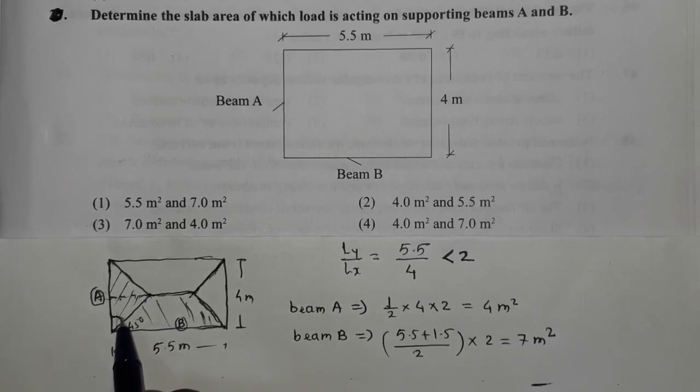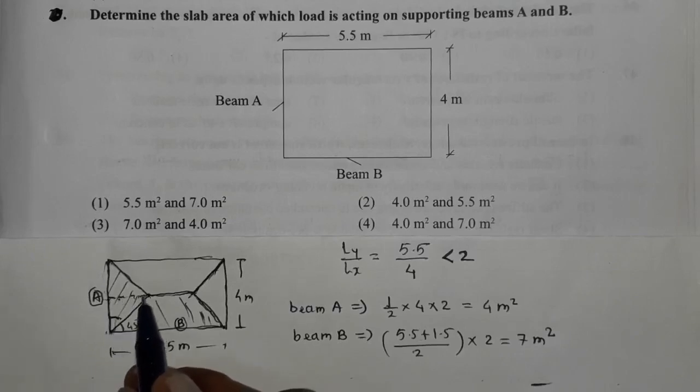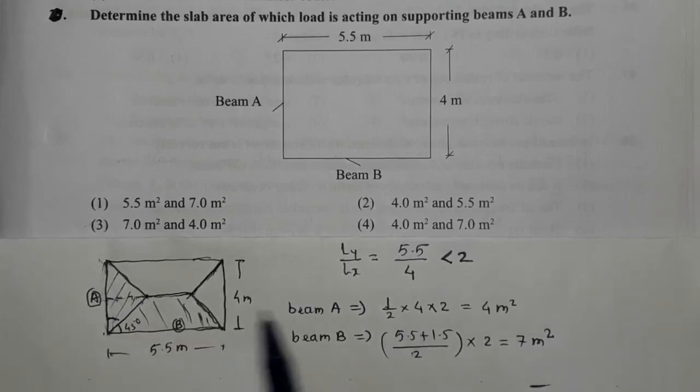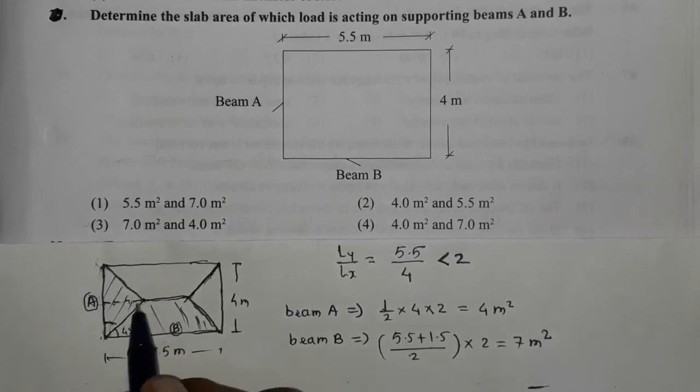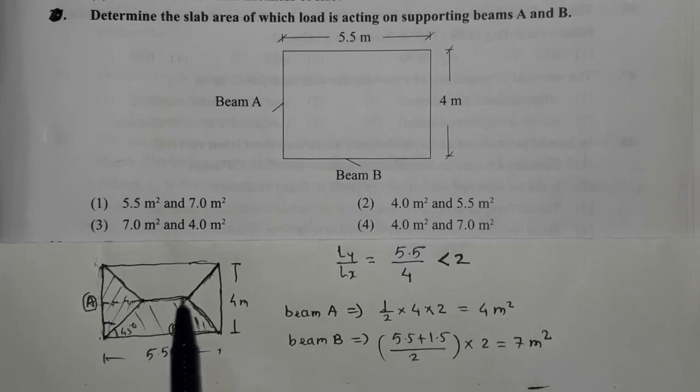As such, it will also be 45 degrees. It is half of the total, which is 2 meter, and that is why it is also 2 meter. So 1/2 base is 4, this base is 4, height is 2, so 1/2 base into height gives the area of this triangle, which is 4 meter square, whereas the area of this trapezoid is sum of parallel sides.